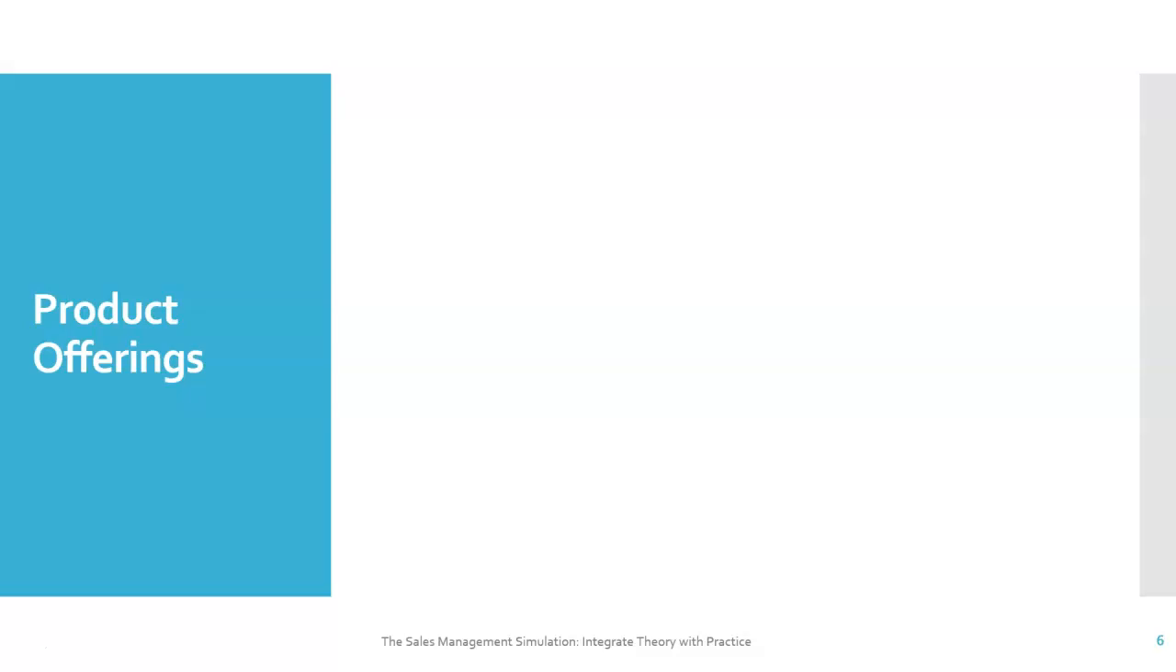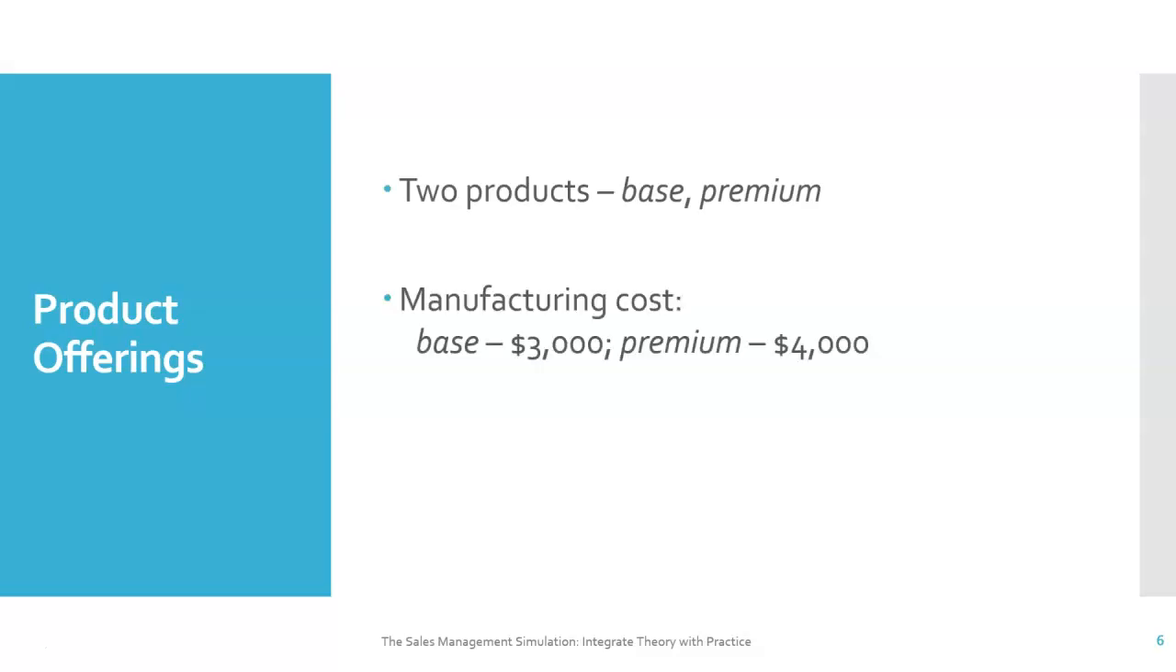So product offering. I said there's a premium and a base. So you're going to have two different costs. You have your base that costs $3,000 and your premium that costs $4,000. And the current pricing is the base at $3,500, premium at $5,500. So you can see the margin on each one, the difference between the price and the cost.